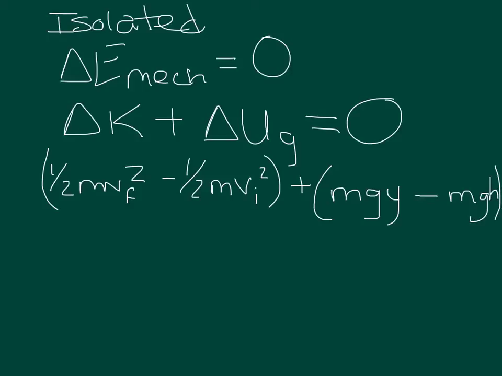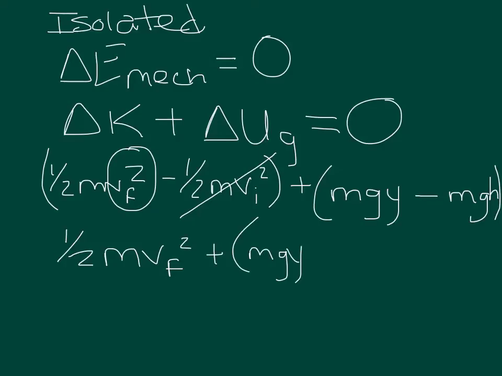So there are a couple things that we know. We're trying to find our v final. That's my goal. I need to find that final velocity. I do know that the initial velocity, since the ball was in my hand and I hadn't dropped it yet, was 0. So this term is just a 0. So I could think of this as 1/2 mv final squared plus mgy minus mgh, and all of that is equal to 0.